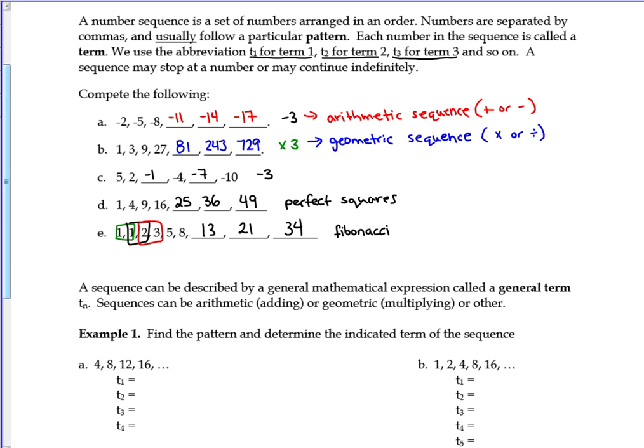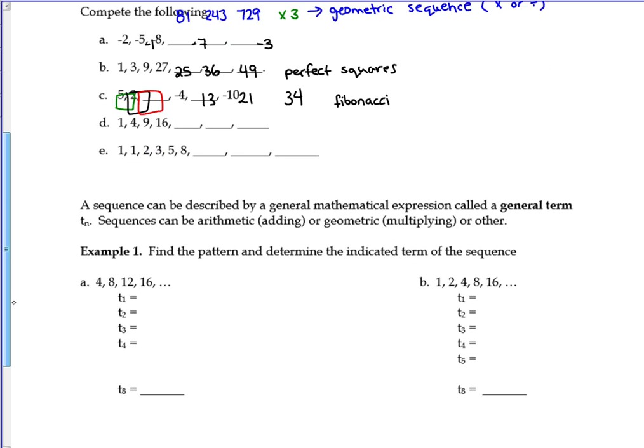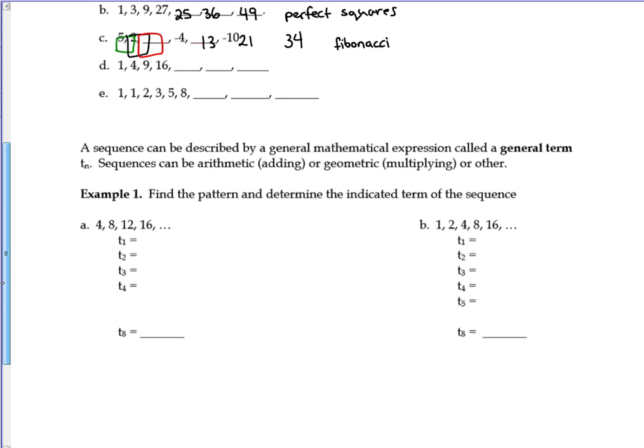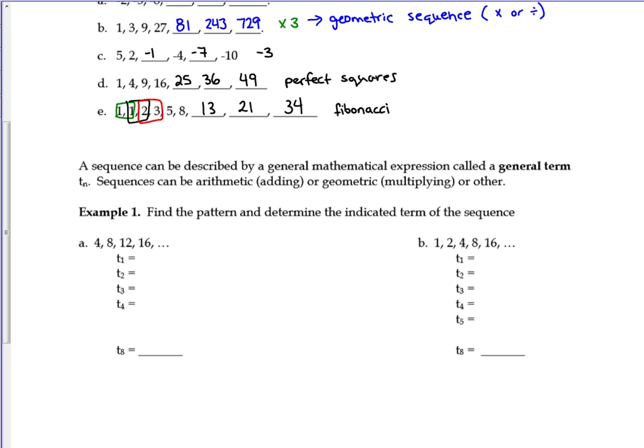So we're just going to focus on arithmetic and geometric sequences this year. No fun sequences like Fibonacci. Okay, so as mentioned prior, a sequence can be described by a general mathematical equation. And that general mathematical equation is what we call the general term.